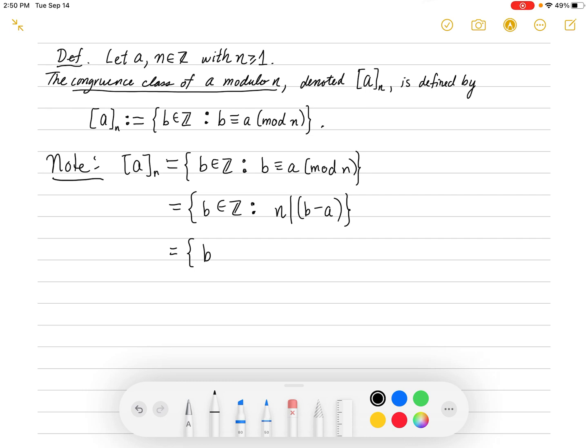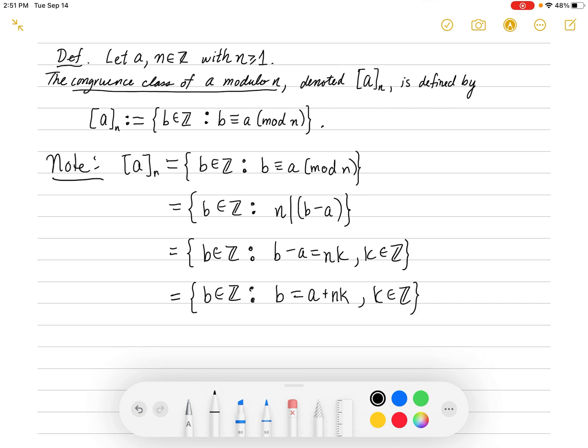Now, let's unwind that a little. What does it mean for n to divide b minus a? Well, it means that b minus a is a multiple of n. So b minus a is n times something, where k is some integer. So b minus a is nk. I can say this is the same thing as all the integers b such that, if I get b by itself and add a to both sides, b equals a plus nk, where k is an integer.